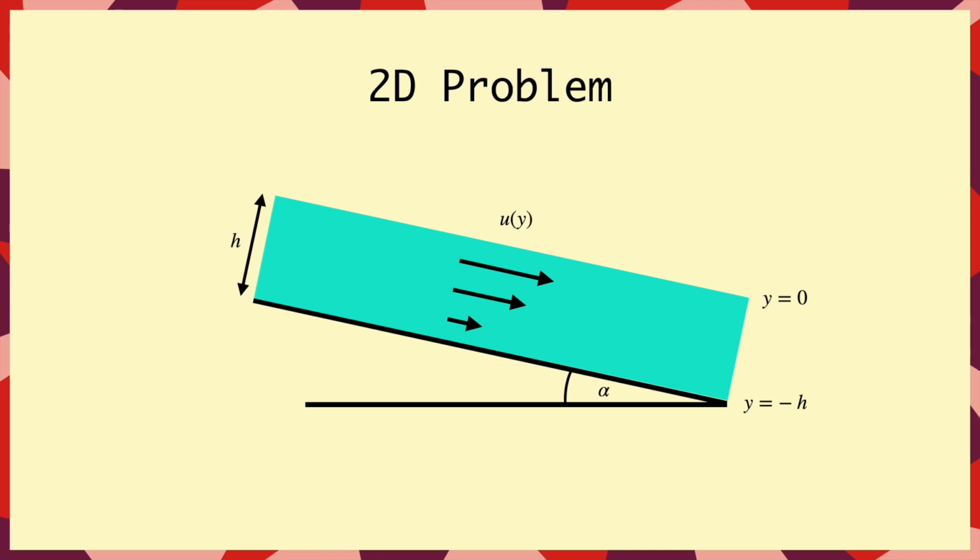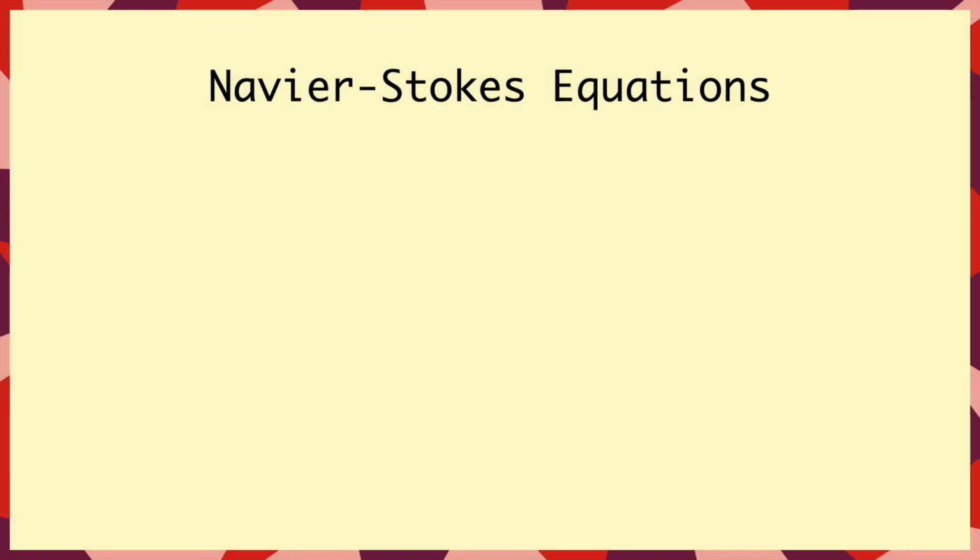And the reason it only depends on y is because we want to look at the steady state flow, where the fluid isn't speeding up or slowing down as it moves along. It's reached a steady speed and it stays there. Now we've got our problem set up, we need some equations to help describe it. And for that we'll use the famous Navier-Stokes equations.